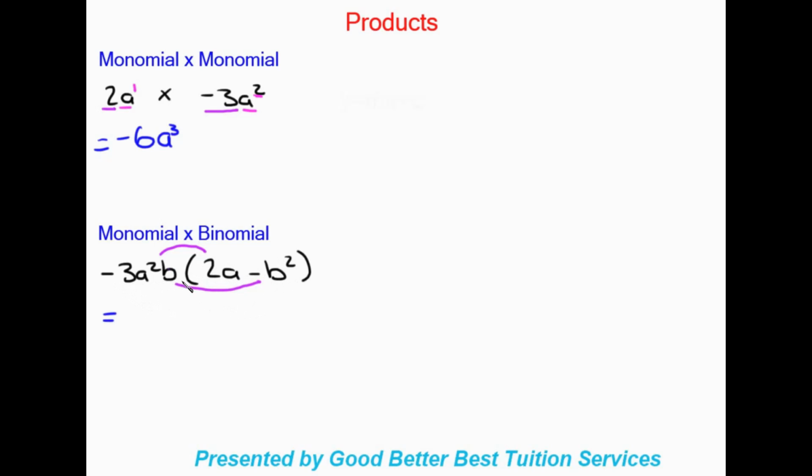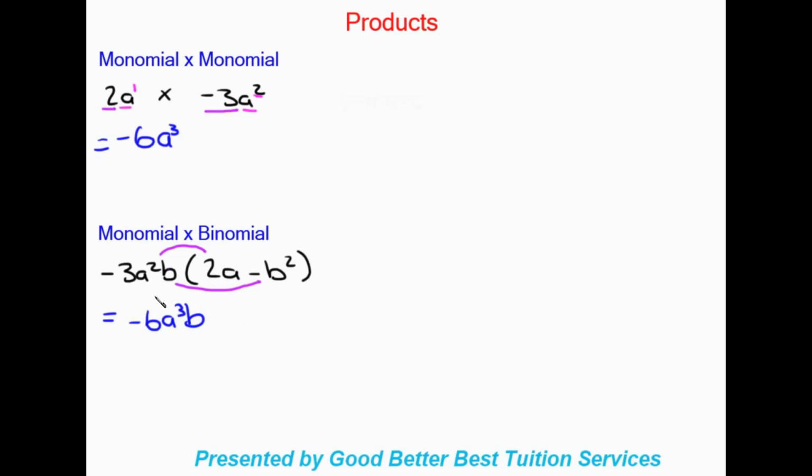So if we times this in, we have negative 3 times 2. Negative 3 times 2 is negative 6. Now we're going to look at the variable over here, a squared times a, that's a to the power of 3, and then b has nothing to times over here in the first term, so b will stay as is.